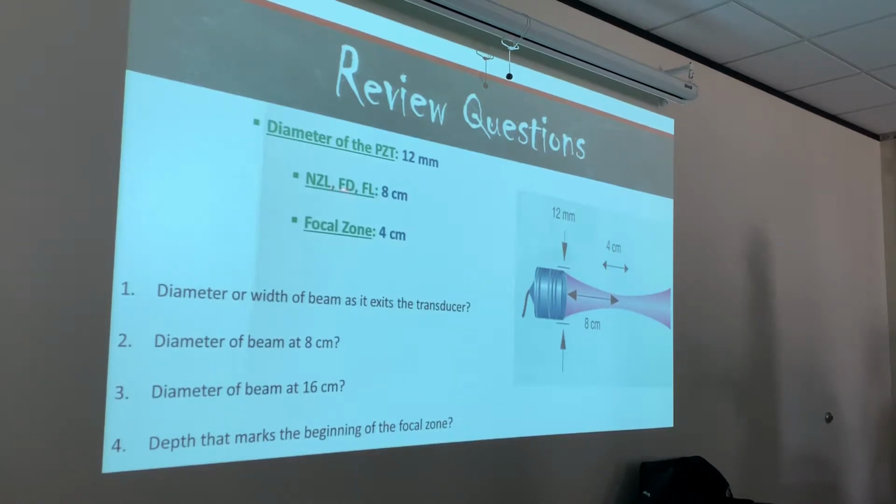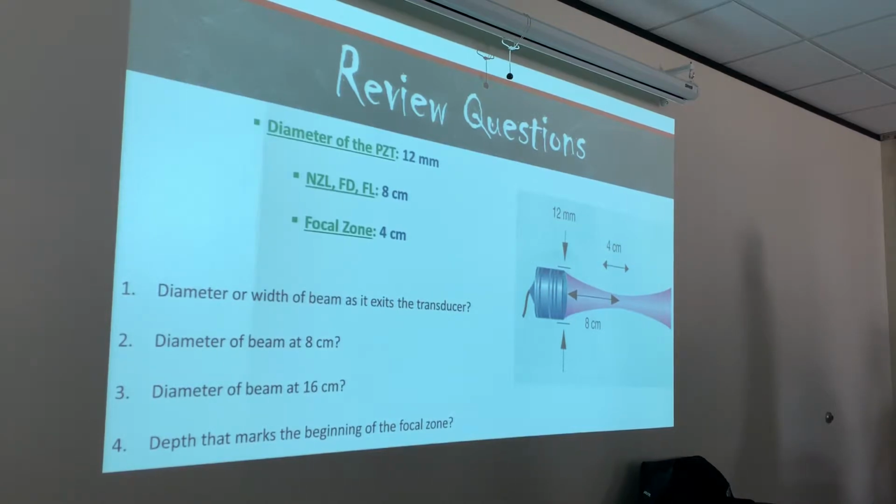Our near zone length, our focal depth or focal length, what is that describing? The distance from the transducer to the focus. That distance, guys, is going to be 8 centimeters. And our focal zone is going to be 4 centimeters long. Remember, half of our focal zone is in the near zone, half of it is in the far zone.